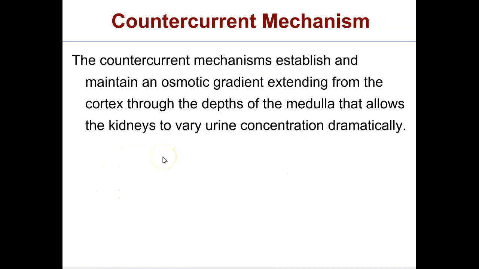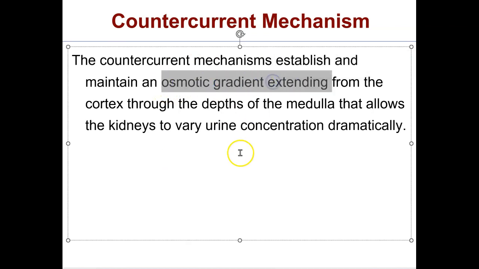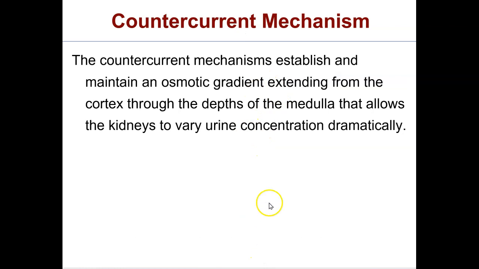So what is the purpose of this? The main purpose is right here. Its job is to create an osmotic gradient. And so it's going to create a difference in the solute concentration, the concentration of the interstitial fluid from the renal cortex to the medulla. And this is what allows us to concentrate our urine.